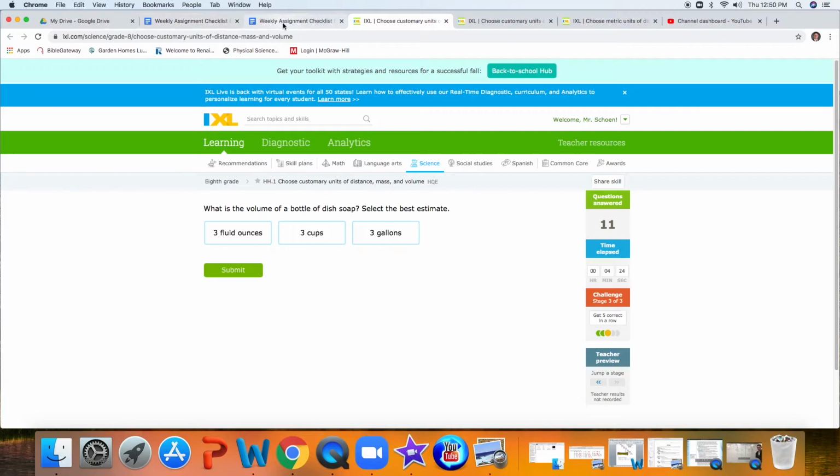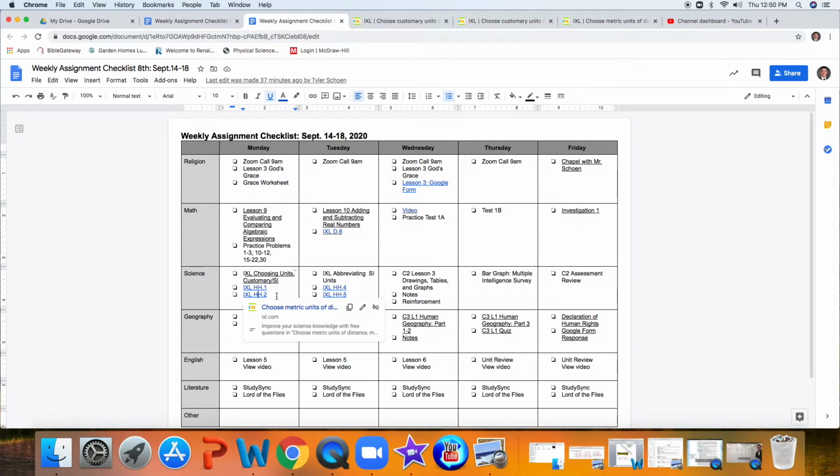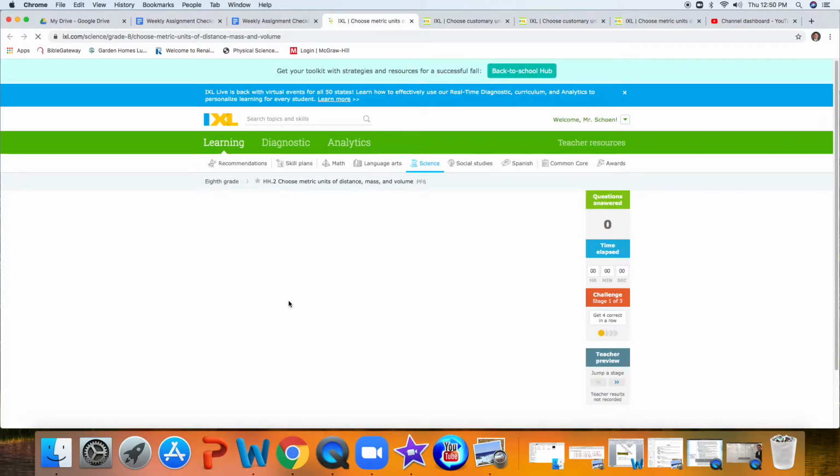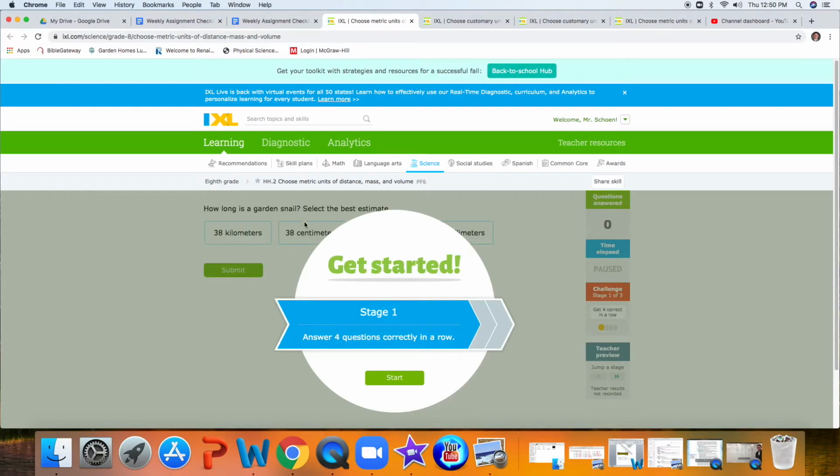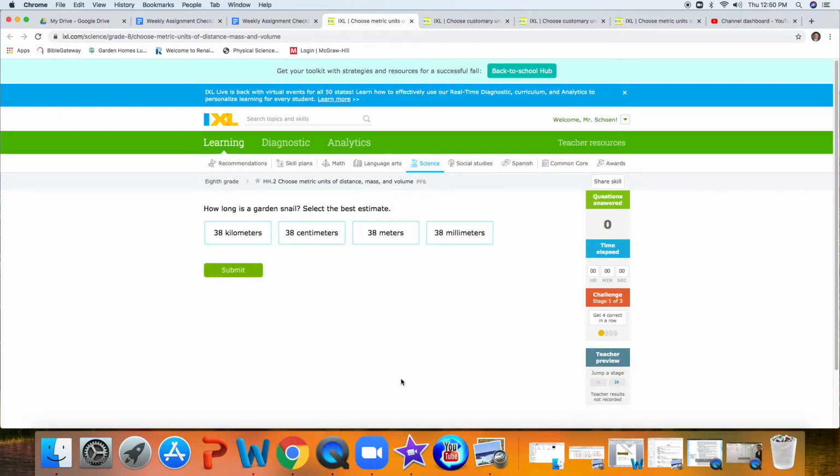If I go back to our assignment checklist, the second one that we're going to be then choosing or estimating with are going to be those metric or SI units. So this is just the next skill, HH.2. Choose metric units of distance, mass, and volume. It's going to follow that same order. They're just going to be a different unit that you're using to best select and estimate. Let's run through a couple of these.